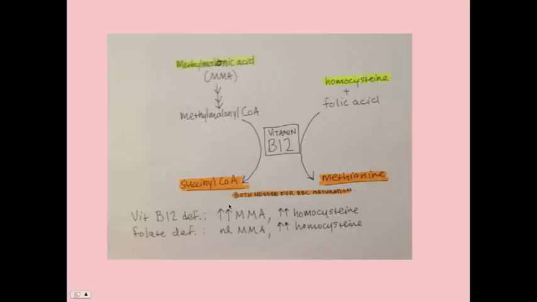So if you ever get a question where it says the patient has an elevated MMA, that tells you that the patient has a vitamin B12 deficiency. Vitamin B12 deficiency and elevated MMA, those are the same thing. But if you have just elevated homocysteine, then you have a folate deficiency. If you have both elevated MMA and elevated homocysteine, that's a vitamin B12 deficiency. Hopefully this picture will help you visualize that. And both succinyl-CoA and methionine and what they produce are needed for red blood cell maturation.